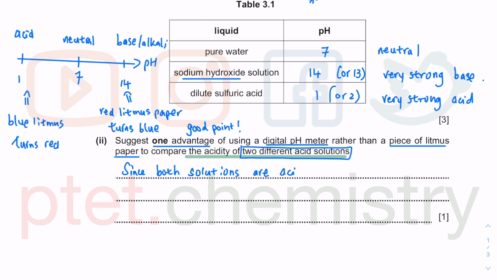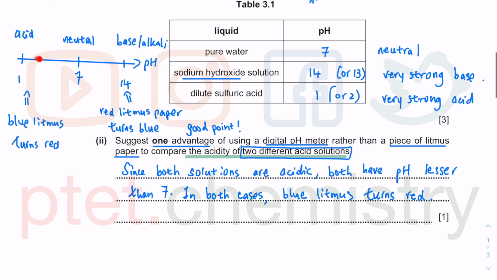Since both solutions are acidic, both have pH lower than 7, and as a result, in both cases, the blue litmus will turn red. It doesn't tell you which one is stronger, which one is weaker. It doesn't tell you the pH value. The blue litmus will just turn red because both of them contain acid, both of them contain H+. So that is not going to be a very good indicator in that sense.